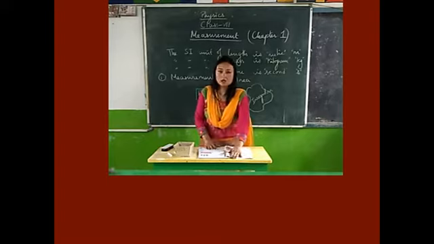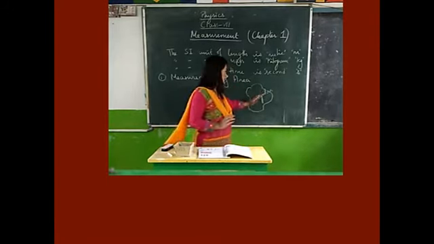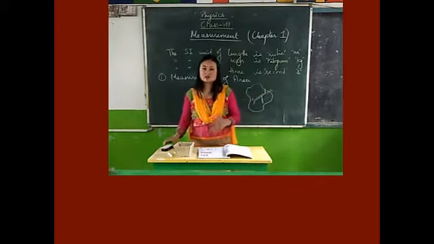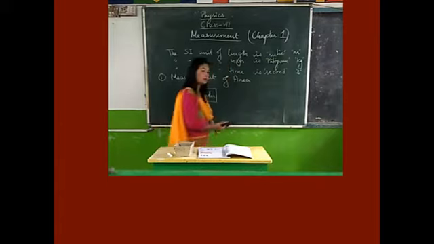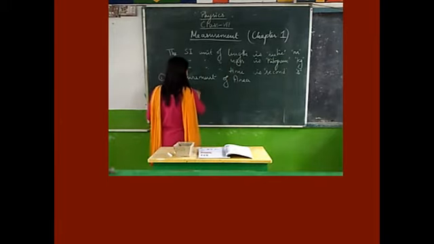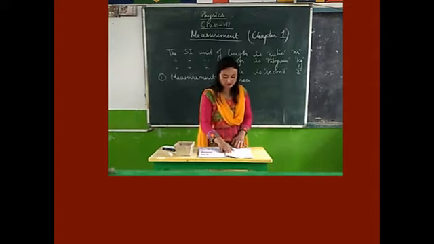So, I hope you understood what is a regular surface and an irregular surface. Which does not have a definite shape would be an irregular surface, and something which has a definite shape would be a regular surface.